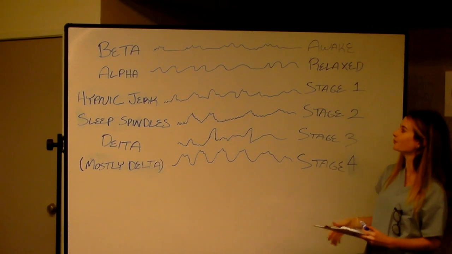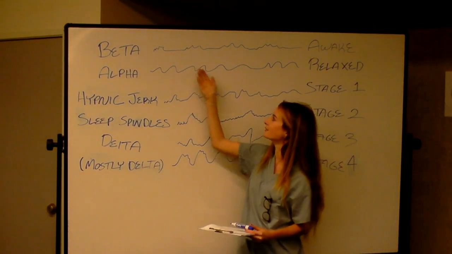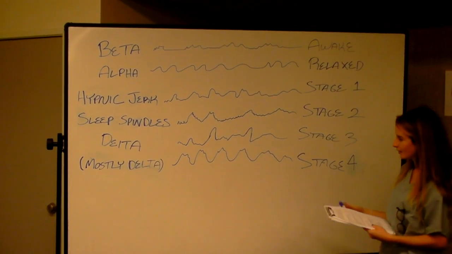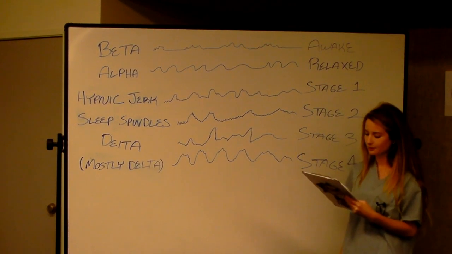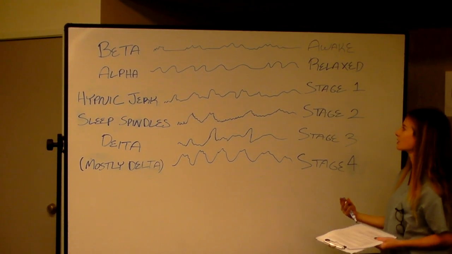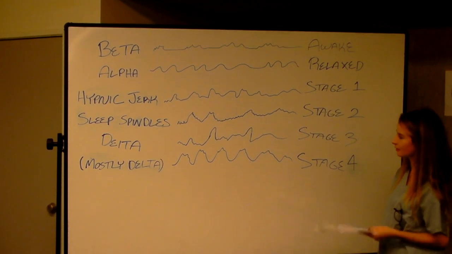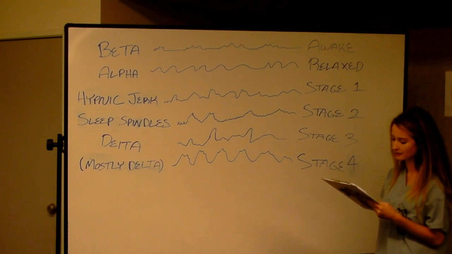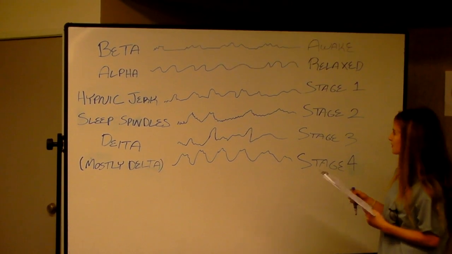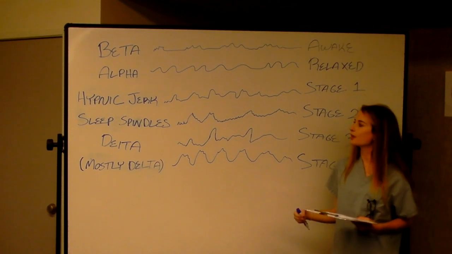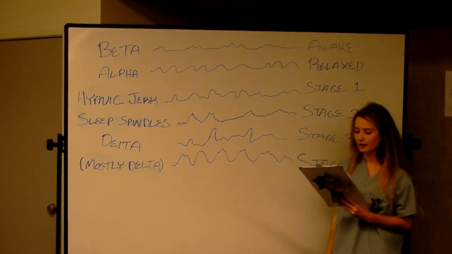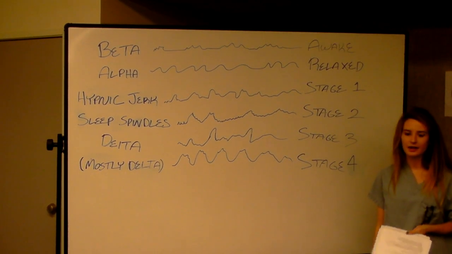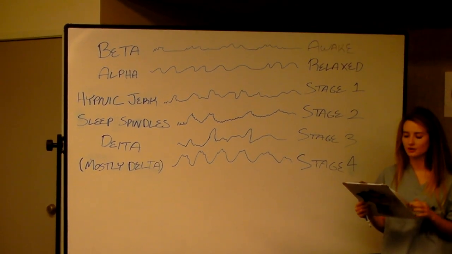For example, when we are awake, we get beta waves, which have the highest frequency and the lowest amplitude. Next, we have alpha waves, which occur when your eyes are closed or you're feeling relaxed. Alpha waves have to do with the occipital lobe and activity in it. Next, we have stage 1, which is where theta waves and hypnic jerks occur. Hypnic jerks are when you're falling asleep, and then all of a sudden you twitch and involuntarily wake up.